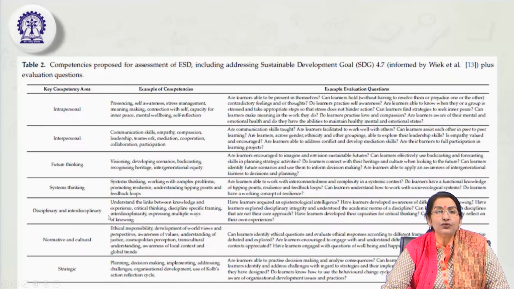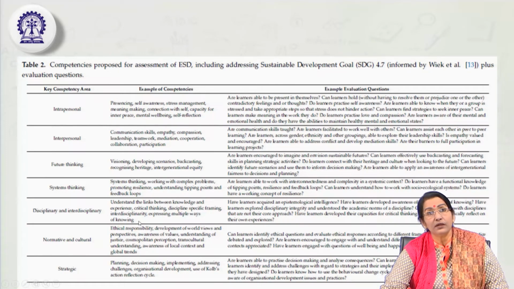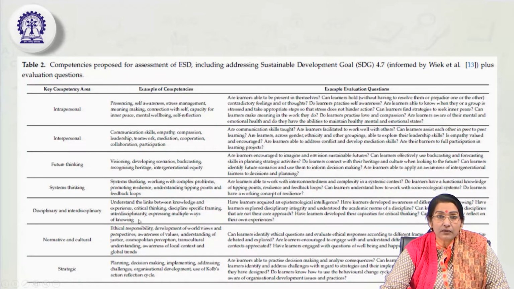within the disciplinary and interdisciplinary linkage in topics, interdisciplinary research, interdisciplinary implications. So, interdisciplinary things are about understanding the link between knowledge and experience, critical thinking, discipline-specific framing, expressing multiple ways of knowing. For example, every discipline has its implications, but by developing this interdisciplinary thinking, we can relate our domain knowledge with other subject domains' knowledge bases, establish a linkage, establish implications, and make it relevant for social benefit.